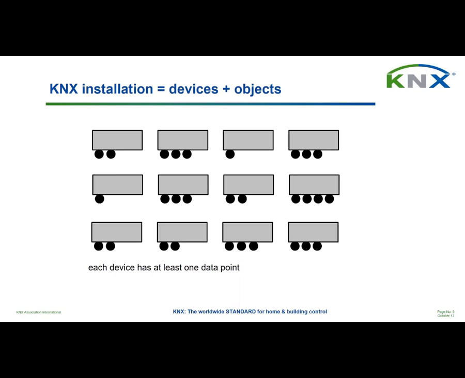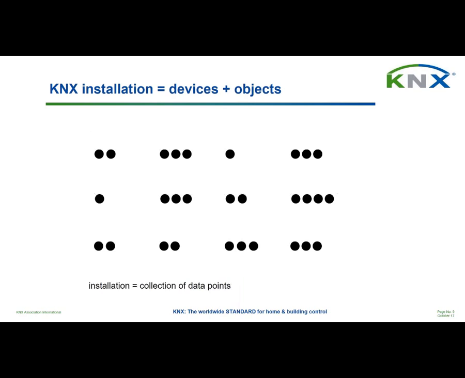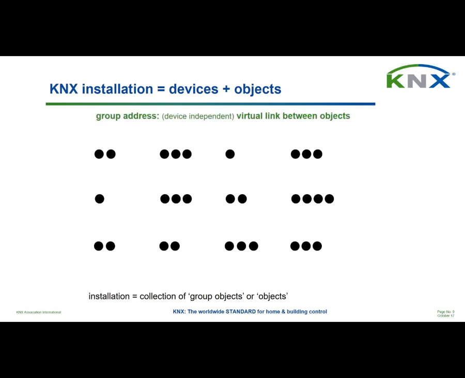And this is indirectly a way to see a KNX installation in another way, and that is this view here. We can see just data points. These data points are in KNX called group objects, or just objects for short. Now, since we know devices and objects, I'm in a position to go to the next element of a KNX installation, being group addresses, because a group address is a device independent virtual link between these objects. For example, if I want to connect these three objects together, I can do so by means of a group address.